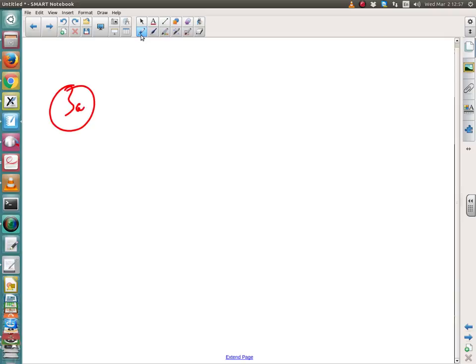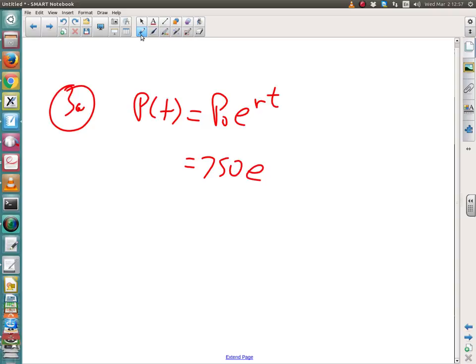Well, if P of T, your amount of money, your principal in dollars, over a period of time T in years, is P0, the initial deposit, e to the RT, they gave you P0. You're starting off with $750. And they gave you that it takes 7.75 years to double. So plug in 7.75 for T, and you still know R. And if it doubles, don't you have $1,500? So we're looking for the rate at which the doubling time is 7.75 years, right?